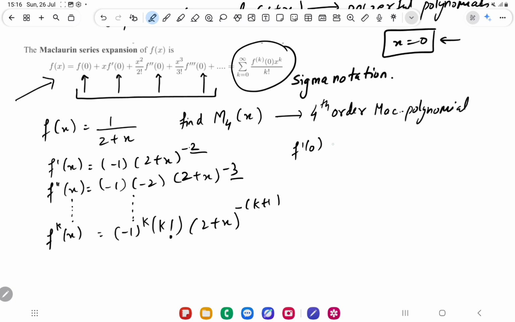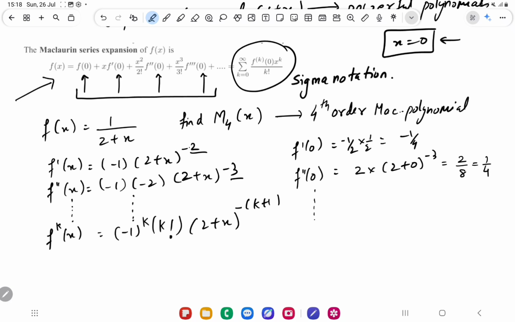Now this is all about finding f(x), but now we have to put x equals 0. So for f dash 0, when you put into the function, you just replace x by 0, so you will get 1 by 2 squared, that is 1 by 4, with the minus sign. Now when we substitute 0 in the second derivative, we will get 2 multiplied by 1 by 2 cubed, that is 2 by 8, that is 1 by 4, and we can keep going on.